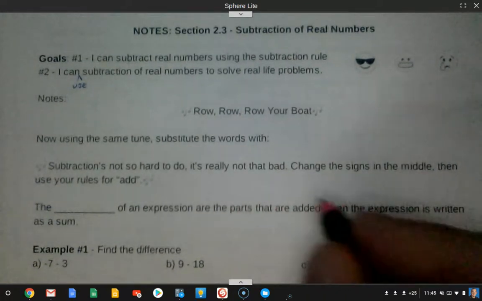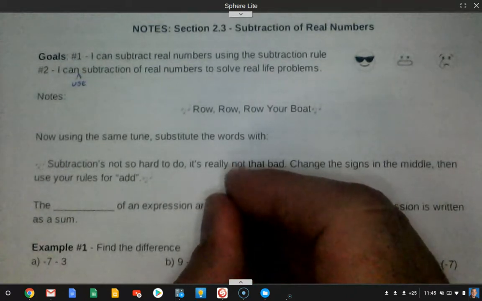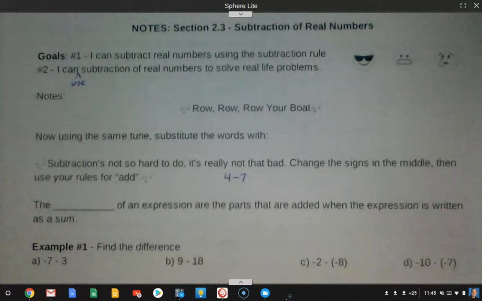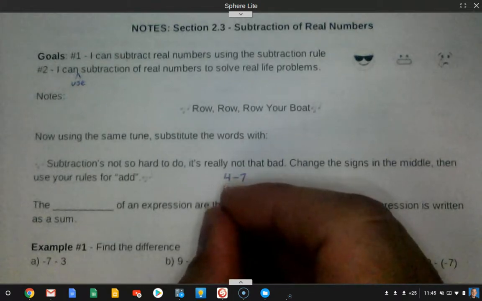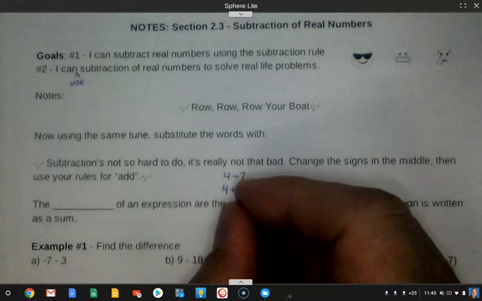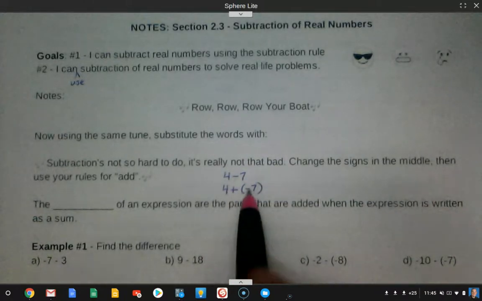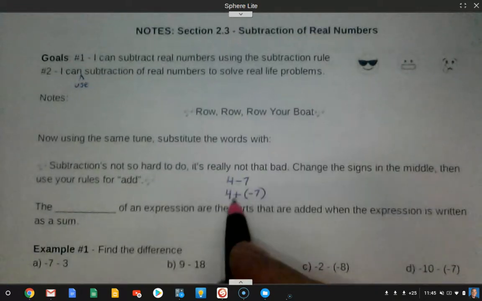So all this is saying is that if we have an addition problem or a subtraction problem, if we have 4 minus 7, we can change this to an addition problem. So we're going to make this a plus, and we're going to make this a negative 7. Instead of a minus, we're going to say plus a negative. So that way we can do that.